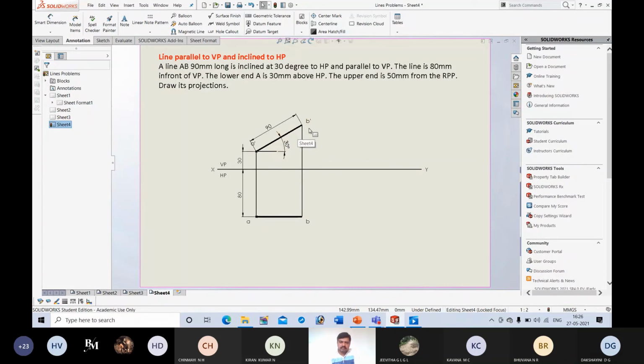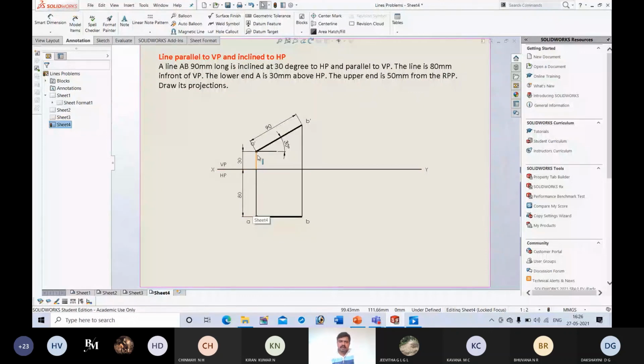After drawing front view, draw a vertical line, that is the projector of point A. Then from B also draw a vertical line, that is projector of B. Next, you have one more detail. The line is 80 mm in front of VP. The line itself is 80 mm in front of VP. Both are equidistant. So the line is 80 mm in front of VP means both A and B in top view should be 80 mm from XY line.